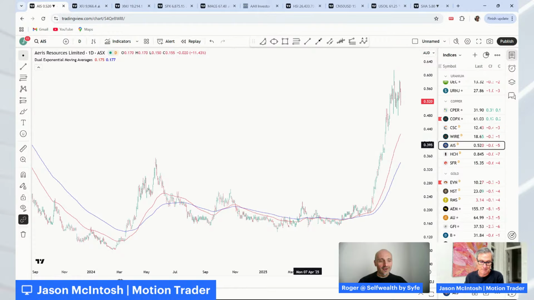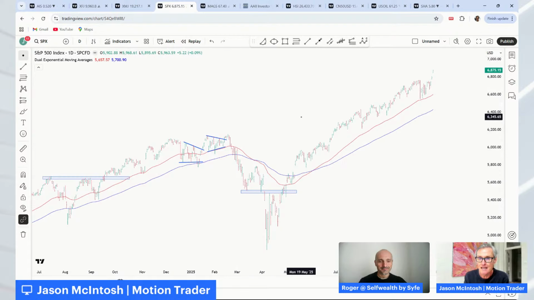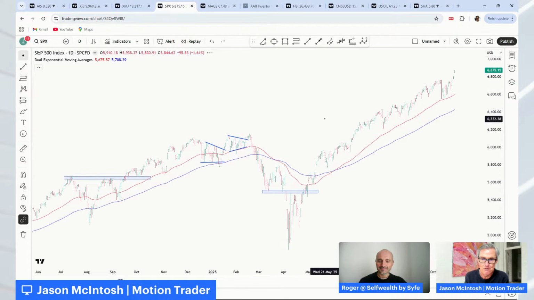Yeah. All right, let's look to the opposite of a crash at the moment. Let's have a look at those US markets. Yeah, so coming over to the S&P 500.